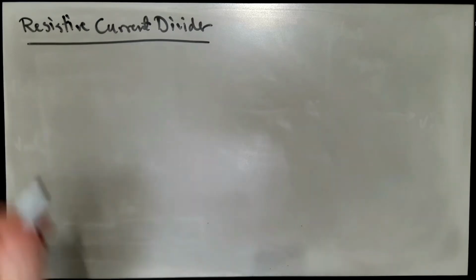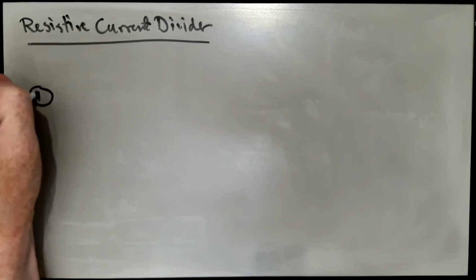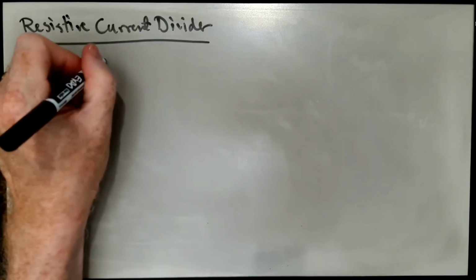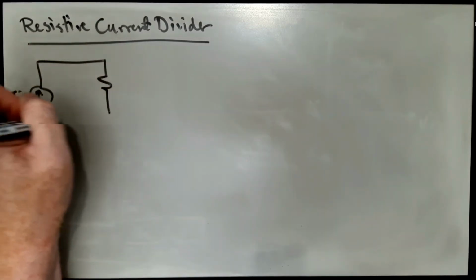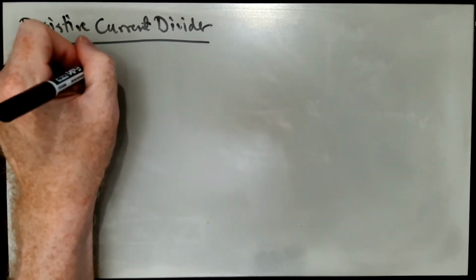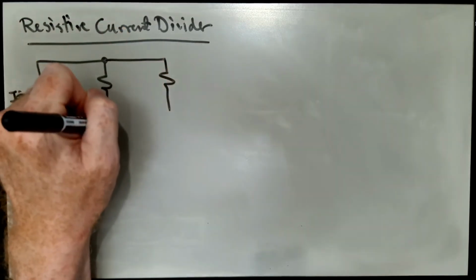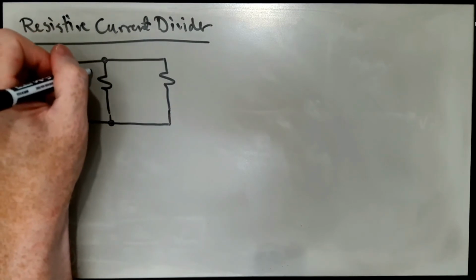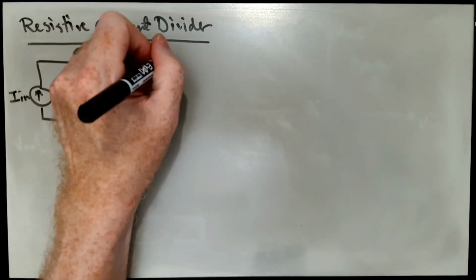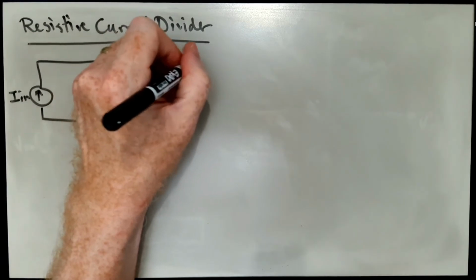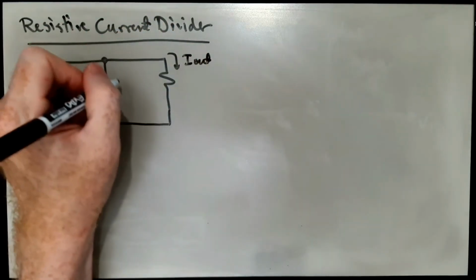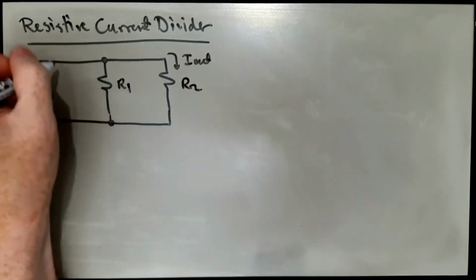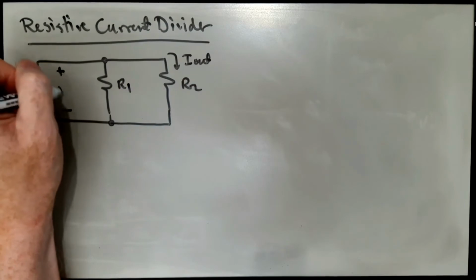And so in the current divider, we have basically an input current source, and we have two resistors connected here in parallel. And this total input current is going to divide into two pieces. And we're interested in, say, I out, the current flowing through this resistor R2. Okay, there's going to be some voltage here, V in, that develops.